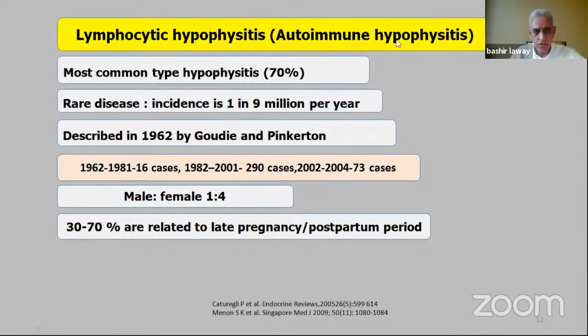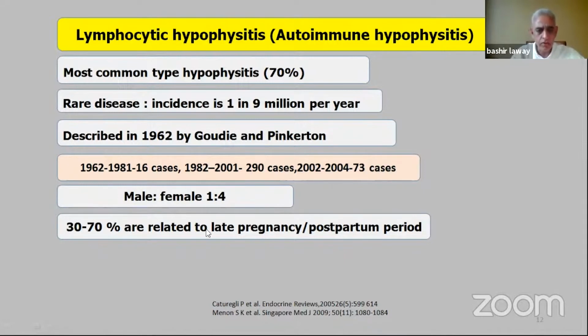So lymphocytic hypophysitis, we know it is an autoimmune hypophysitis. It's a rare disease. We don't see it so commonly. Initially, it was described in 1962. In the first 2 decades, only 16 cases were reported between 1962 and 81, possibly because MRI was not available at that time, and MRI is the investigation of choice and shows the features. So once MRI became available, the reporting of cases of lymphocytic hypophysitis increased. Now people don't take case reports, but cases are seen and series are being published.